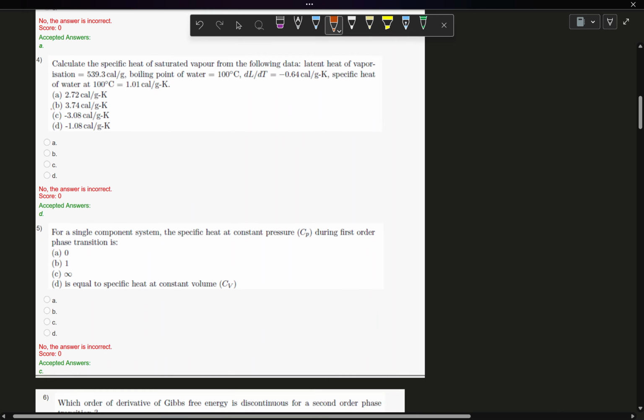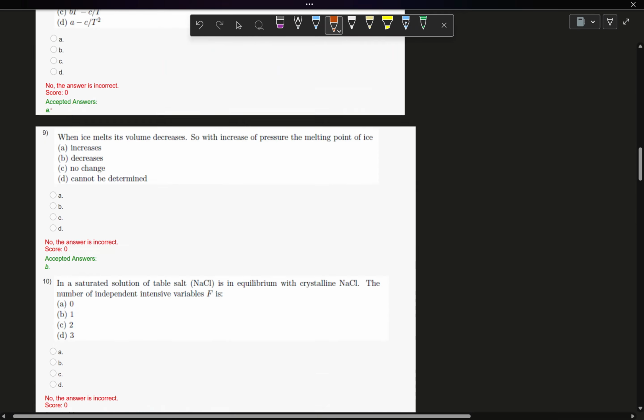Now question number 4 is: calculate the specific heat of saturated vapor from the following data. Latent heat of vaporization is given in calorie per gram units, and the boiling point of water is given. dL/dT is given. Then the specific heat of water at 100 degree centigrade is also given. You have to calculate the specific heat of the vapor, right? So the equation you have to use has to be identified first.